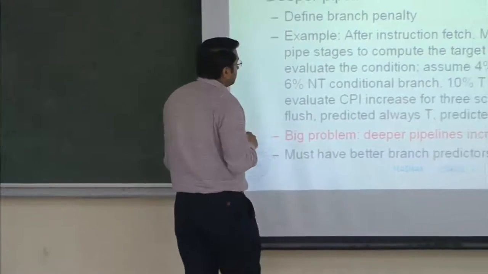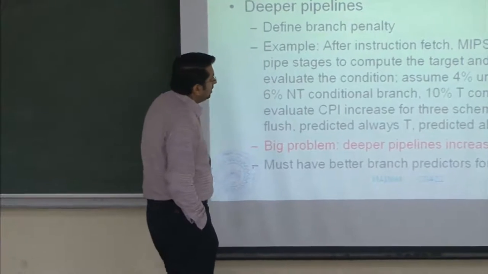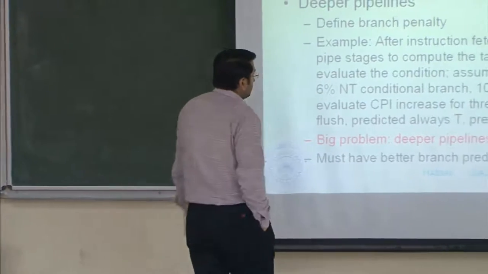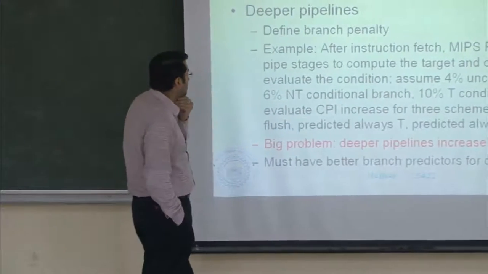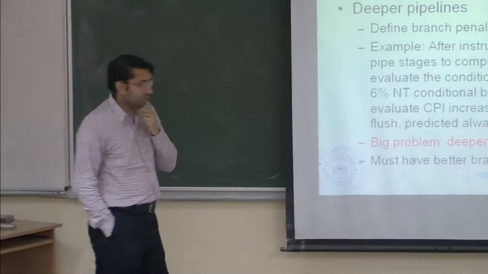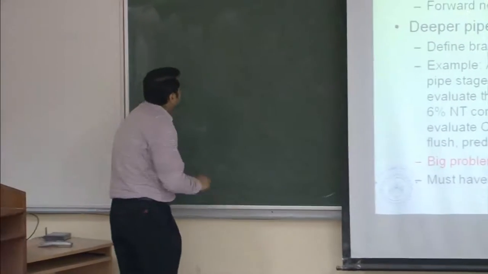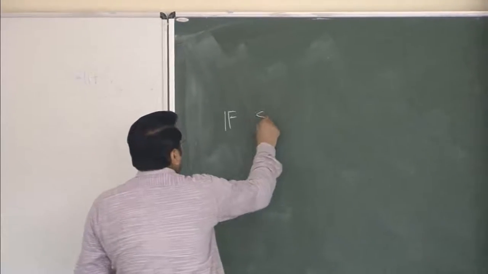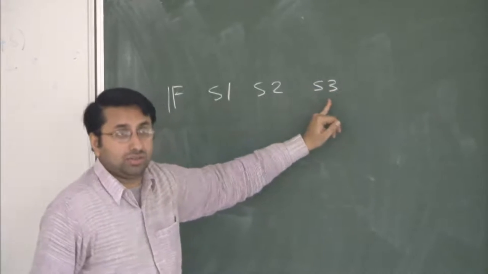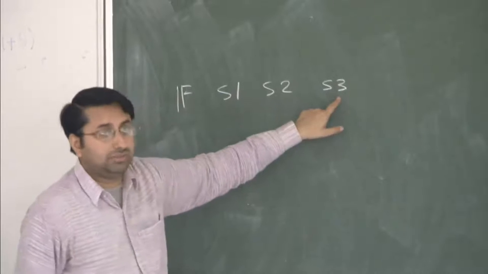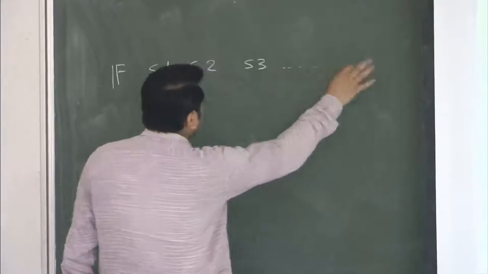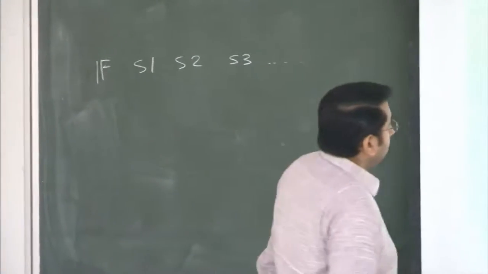Here's an example, just to convey what really happens. Suppose you have a deeper pipe than what we have discussed, although this is not a very deep pipe. After instruction fetch, MIPS R4K takes two pipe stages to compute the target and one more to evaluate the condition. So you have the instruction fetch stage and then three more stages until you know for sure the target and the condition. The target is known here, and the condition gets evaluated here. Then, of course, you have more pipe stages to access memory, etc., which is not important for this particular example.